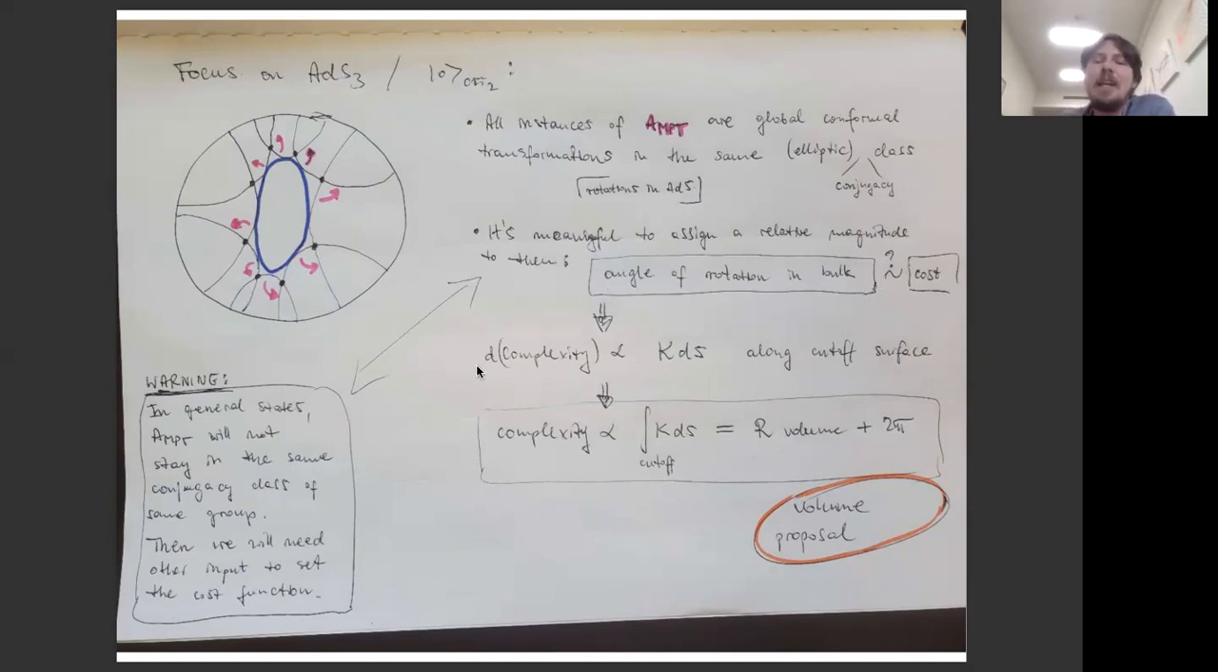If I say this, then this leads me to the conclusion that complexity, an infinitesimal increase in complexity at one step, is proportional to this quantity along the cutoff surface. K is the extrinsic curvature. That's just what these rotations are doing. They are computing the extrinsic curvature of this cutoff surface. And if I buy into this conclusion, again, this is specific to AdS-free, not to other states, then complexity ends up being the integral of K dS, which is R times volume plus 2 pi. And so I have reproduced the volume proposal in that geometry. But like we said, in other geometries or in other states of holographic theories, it wouldn't be this answer.